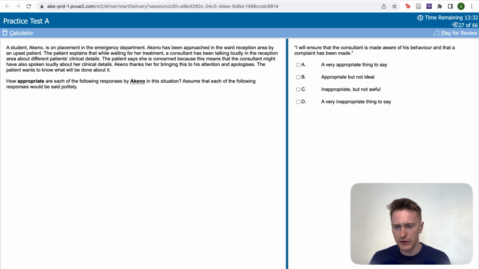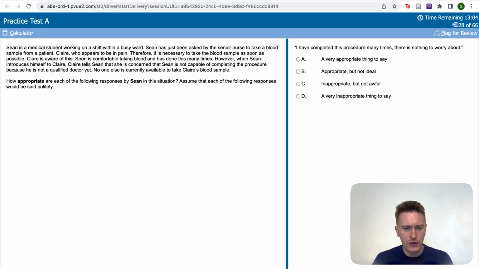I will ensure that the consultant is made aware of this behaviour and a complaint has been made. Well, it doesn't really tell the patient what's being done to remedy it, and it will also be difficult to talk to the consultant because they may not be around. So ensuring that you're going to talk to the consultant is quite a big statement. I would say that's appropriate but not ideal. It's more ideal to talk to the ward supervisor.